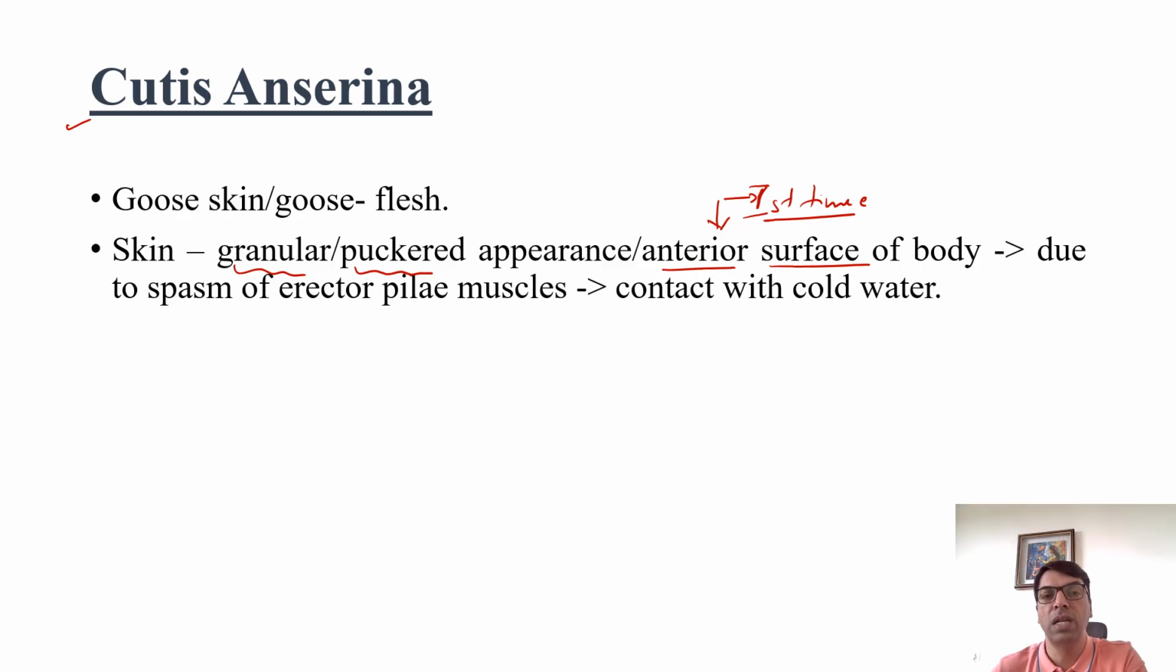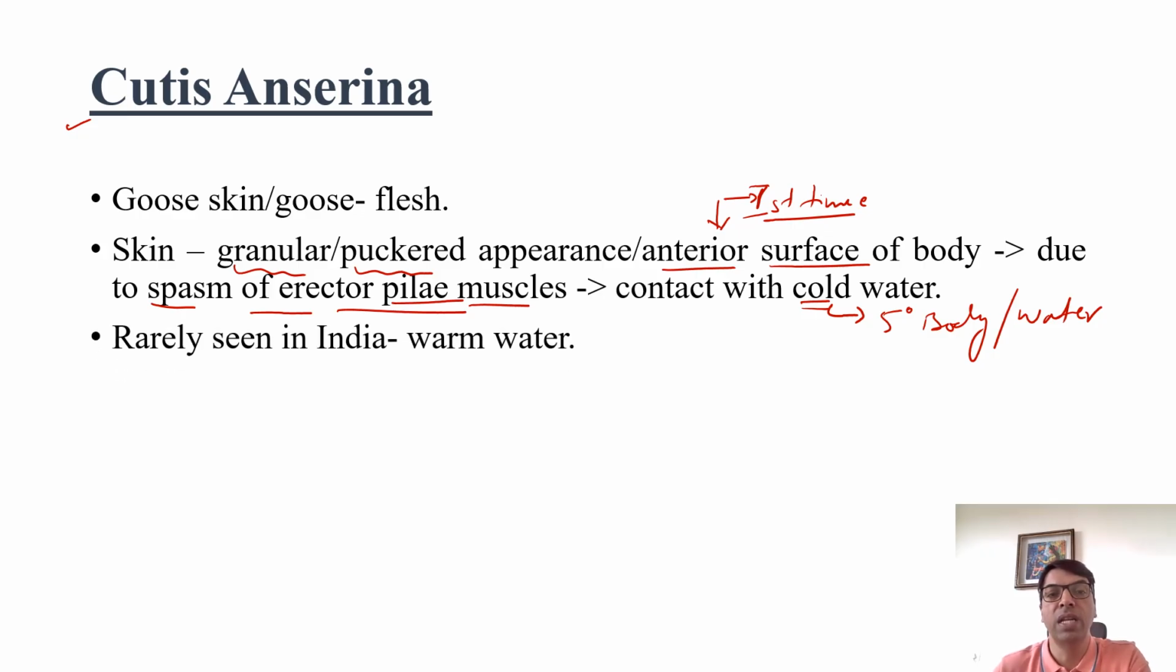the cutis anserina. It is due to spasm of the muscles at the base of the skin hair. It is due to spasm of that muscle when it comes in contact with cold water. In the last discussion, we discussed what we mean by cold water. It is a difference of around 5 degrees between the body temperature and the water where the body is submerged. The difference should be around 5 degrees. And it is rarely seen in India because of the presence of warm water, but it may be seen in cold areas.